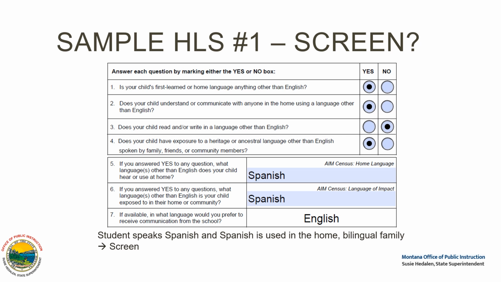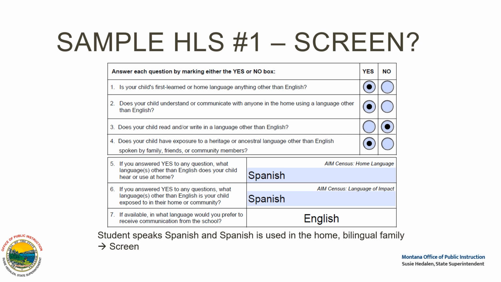So number 5, what language is used in the home? Spanish. What language is the child exposed to in the community or with family members and friends? Spanish. What language do parents prefer to receive school communication? English. So what this home language survey tells you is that the student speaks Spanish, and Spanish is used in the home, so they are a bilingual family, which is why parents are okay with information coming home in English.